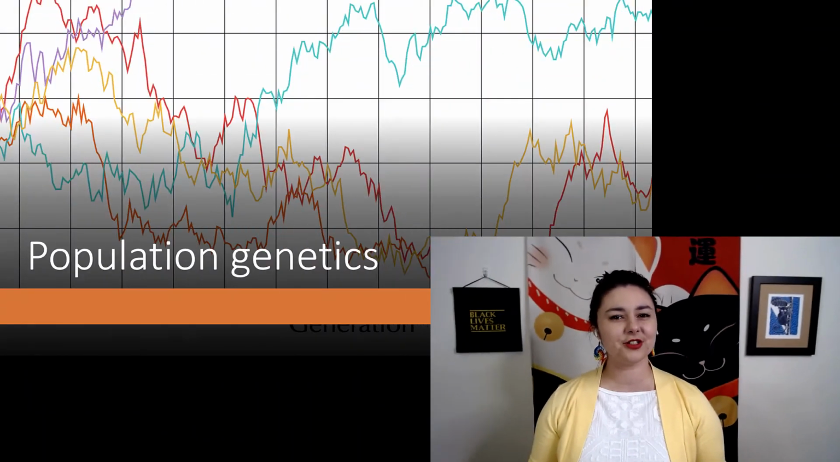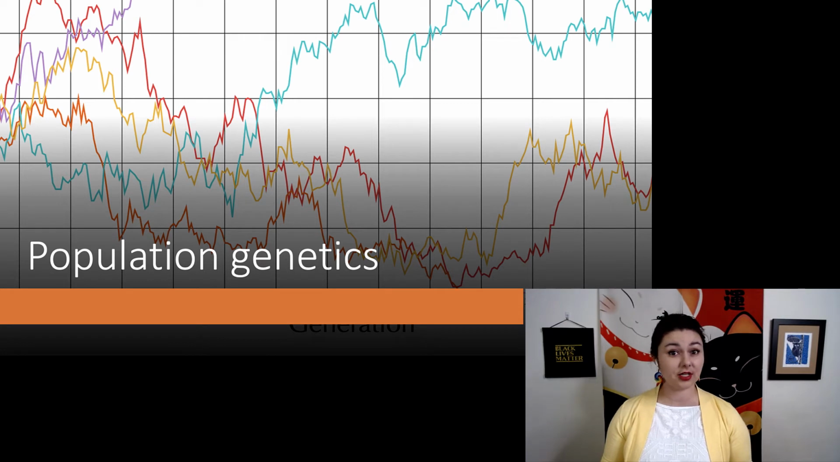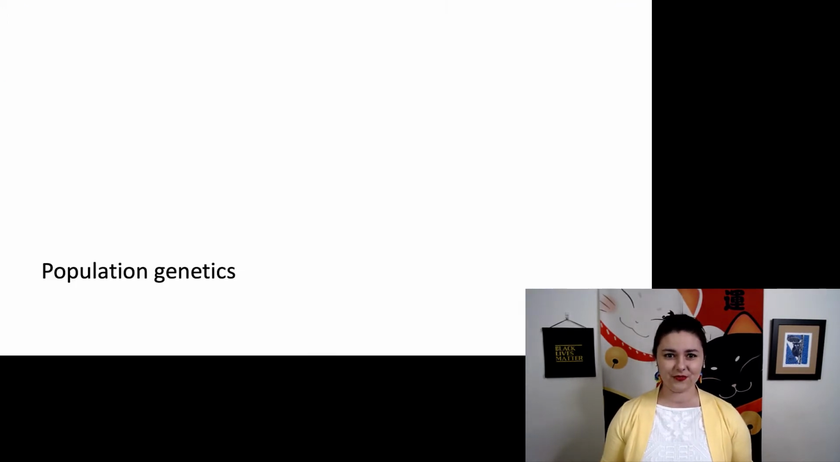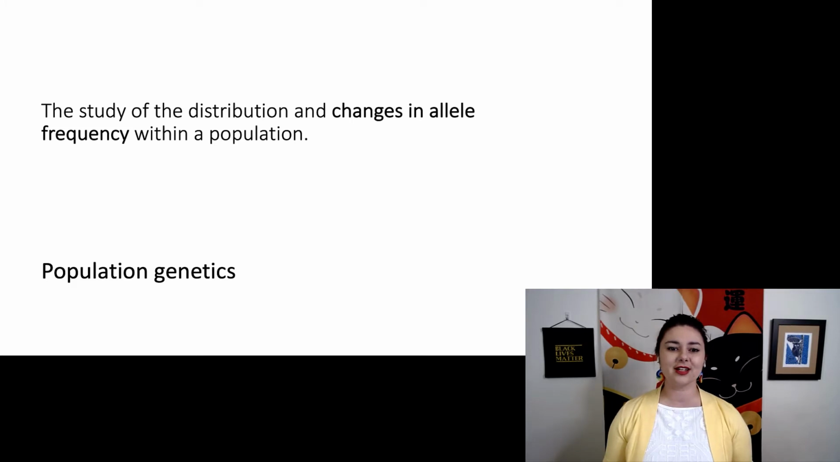The name population genetics is pretty straightforward. We're studying genetics, we're looking at heredity, how traits are passed from parents to their offspring, but now we're looking at the level of a population. So formally, population genetics is the study of the distribution and change in allele frequencies over time. So we're looking at an entire population and how these different traits and their frequencies will change.